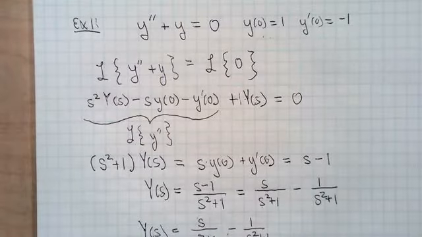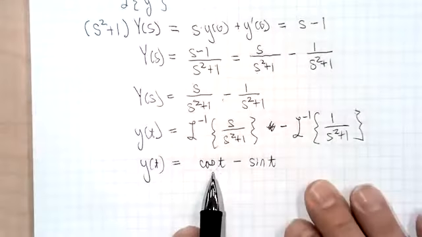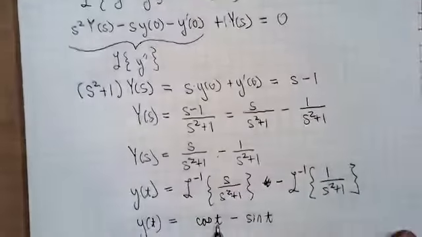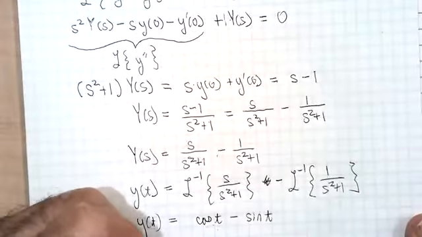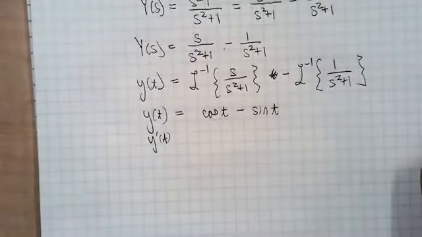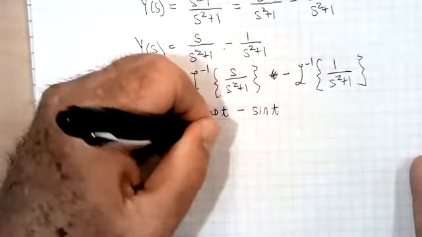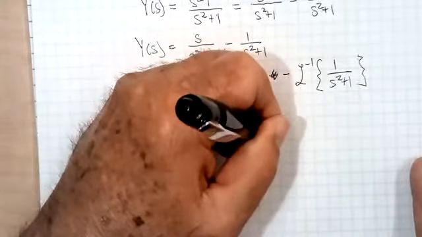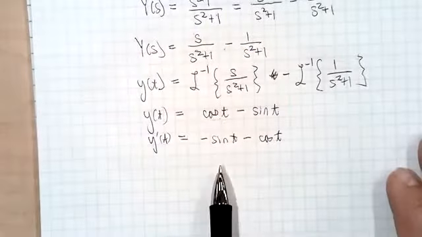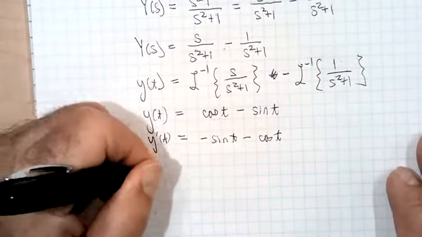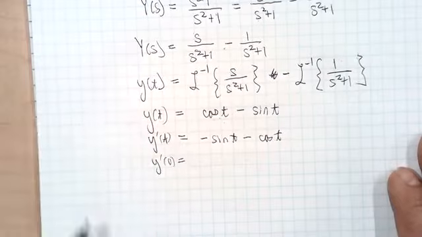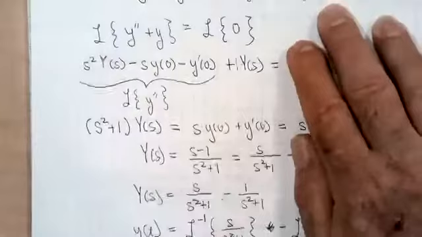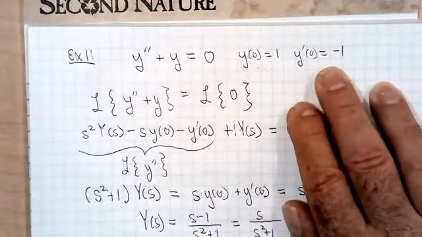Well, at 0, this function is equal to 1, which it's supposed to be, and its derivative, y prime, the derivative of cosine is minus sine, and the derivative of sine is cosine. So if I put in a 0 on this, I get 0 here and minus 1 here. And that's what it was supposed to turn out to be. So it worked.